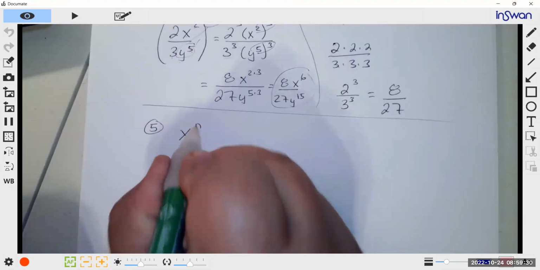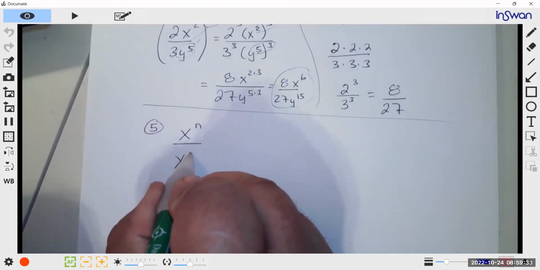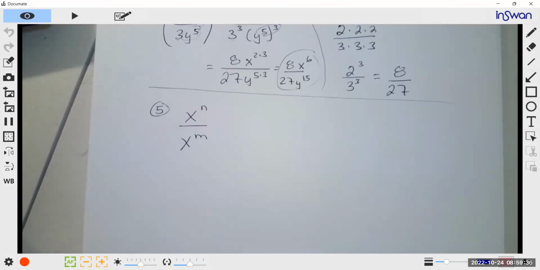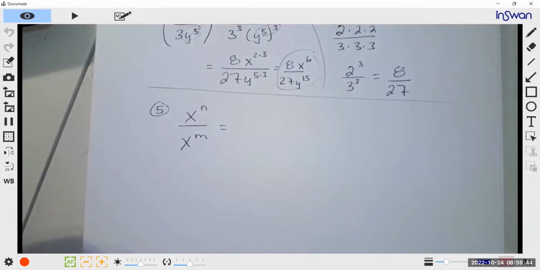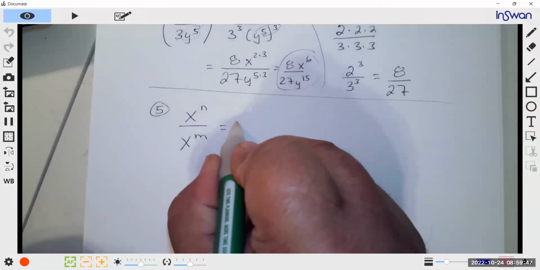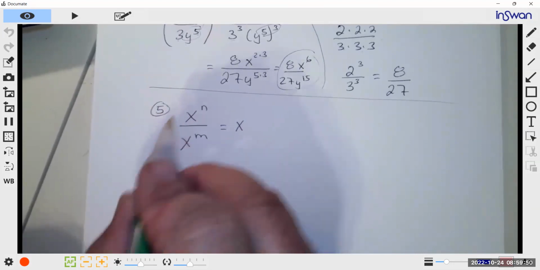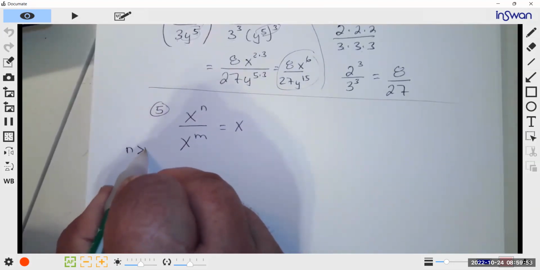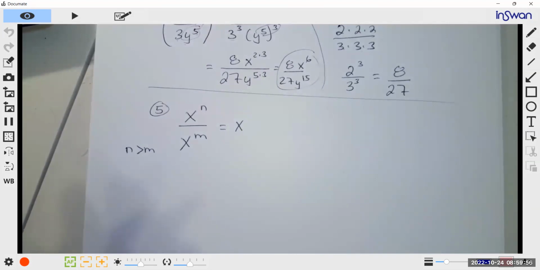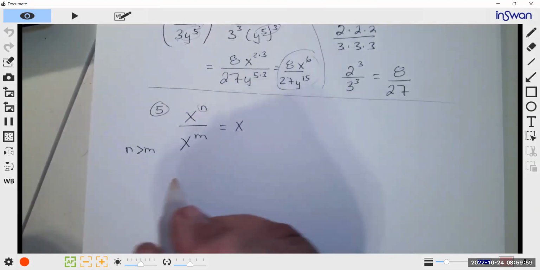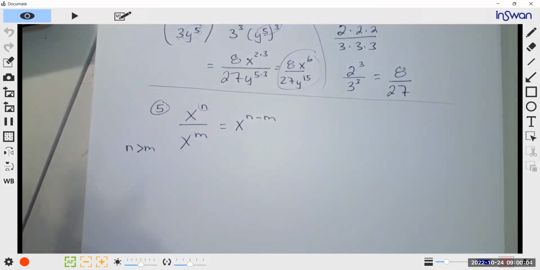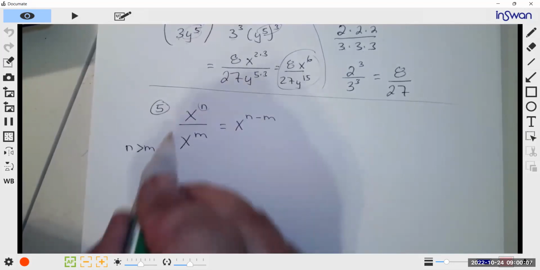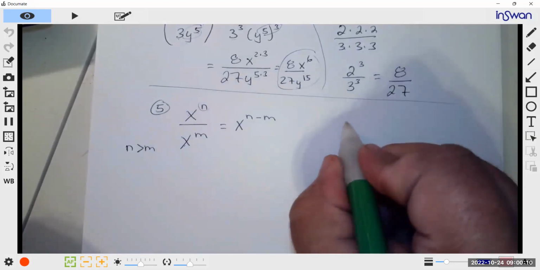What if I had the same bases in a fraction? If I have the same bases in a fraction, and in this example here, n is bigger than m. So the top number up here is bigger than the bottom number. So if that's the case, then you just subtract them. Remember, they have the same bases, different exponents.